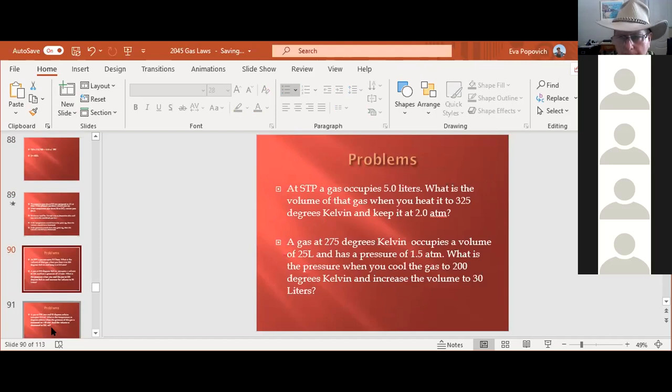New problem. Jasmina. At STP, a gas occupies 5 liters. What is the volume of that gas when you heat it to 325 and keep it at 2 atmospheres? Jasmina, do I have enough information to solve this problem?